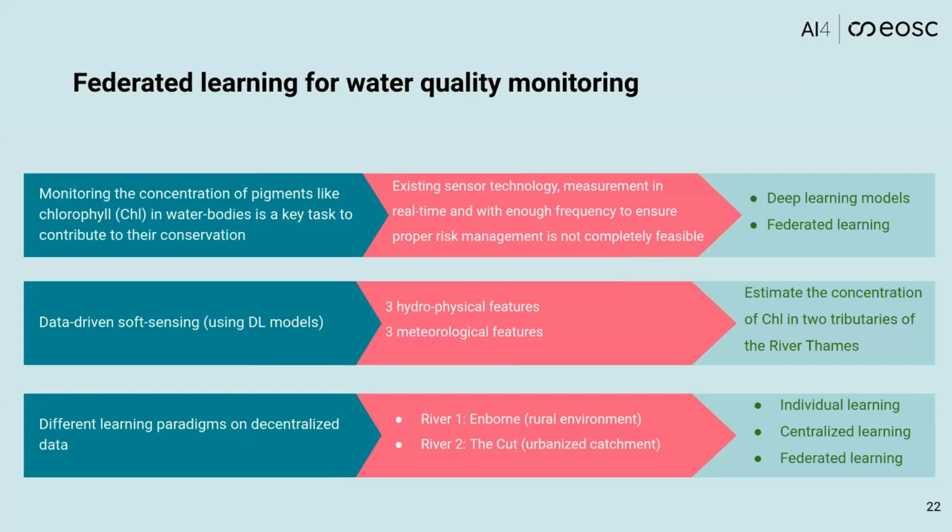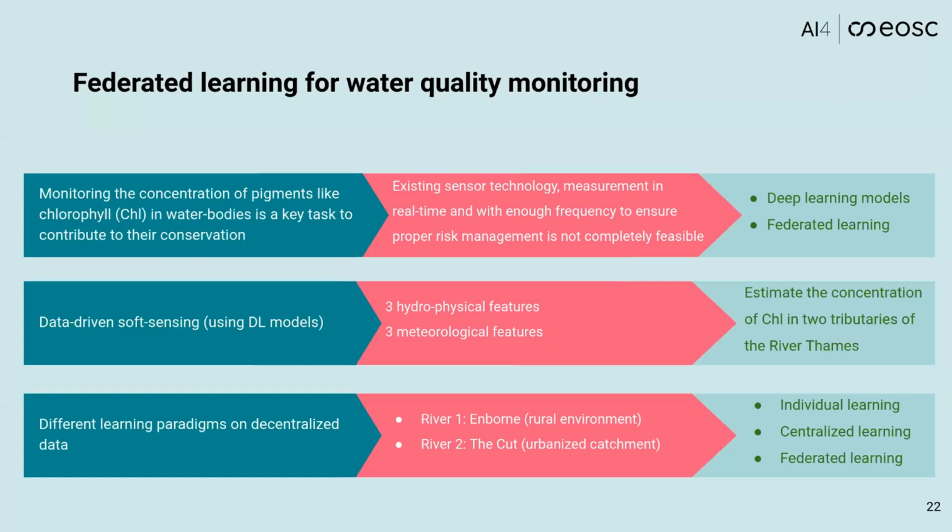In this case, we are going to focus on monitoring the concentration of some pigments that we can find in some water bodies, like chlorophyll. This is a key task to contribute to water body conservation. Nowadays, with the existing sensor technology, it's quite difficult to have measures in real time with enough frequency to be sure that we are properly assessing the risk management of blooms that can arise due to a large concentration of chlorophyll.